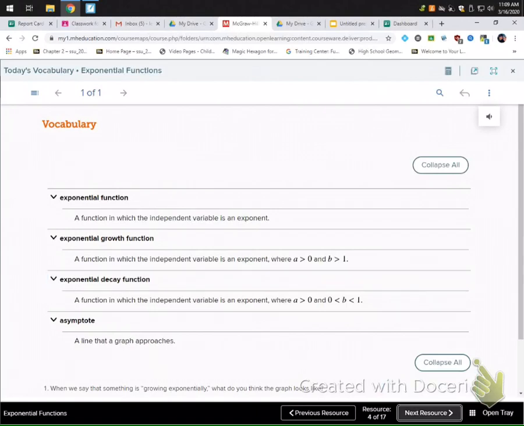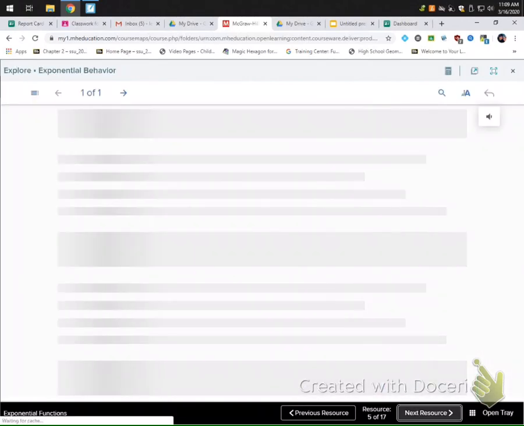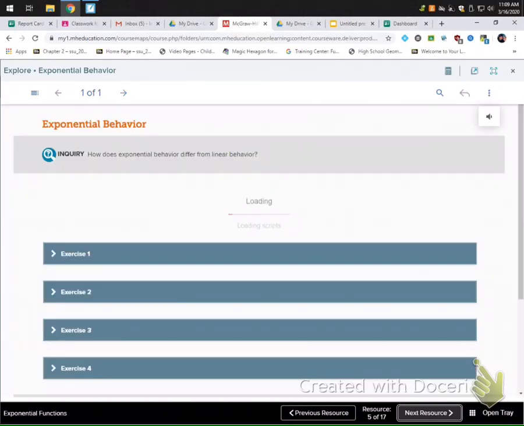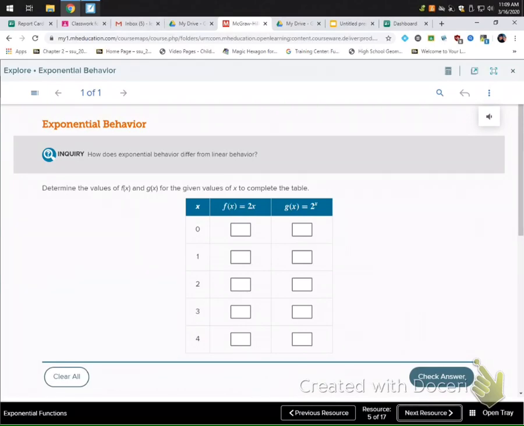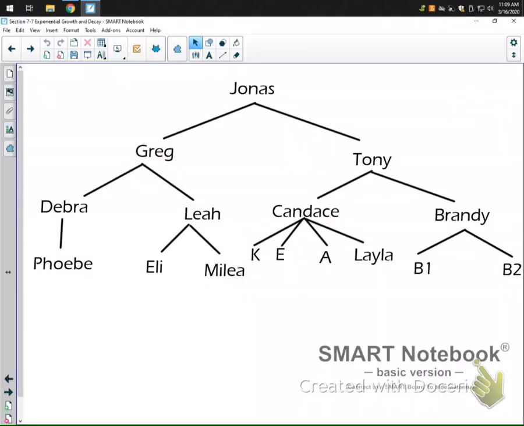Okay, so moving along. I'm sure you guys have explored exponential behaviors before. One thing I always like to look at is my family tree. This is my Grandpa Jonas. At one point it was just my Grandpa Jonas. Sorry about that. But anyway, when I'm teaching this unit, I always like to begin by looking at my family tree.